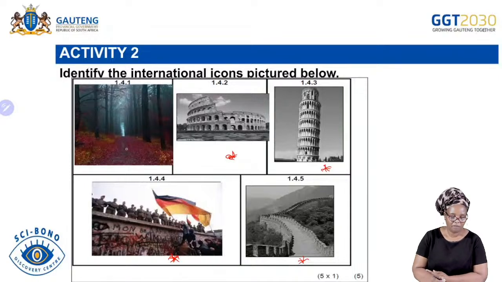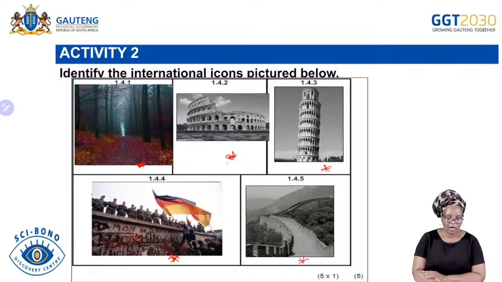We have lots and lots of trees there. The pine trees, the fir trees, there they are. We talk about this. So if your answer there is the Black Forest, you are right. Looking at the picture, you can see that we have the Black Forest.